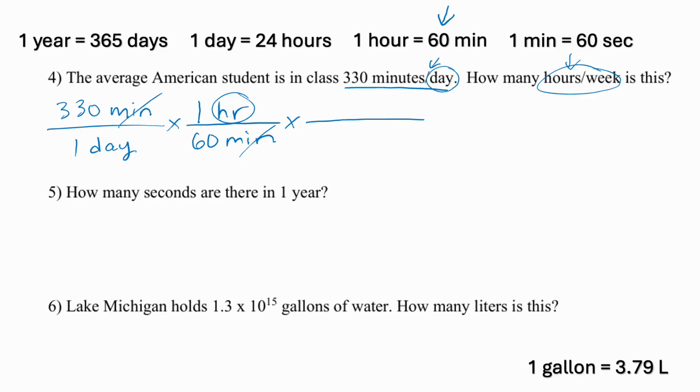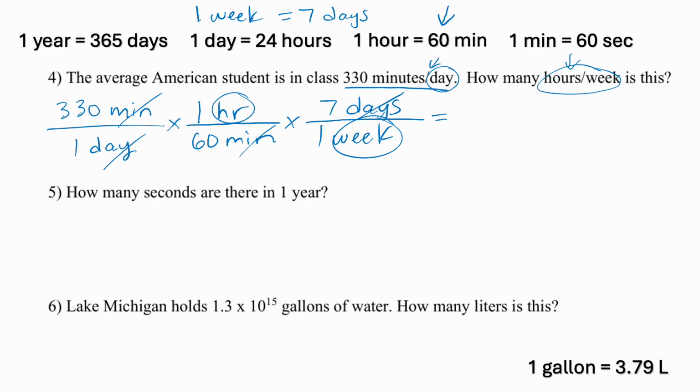And this equality is not on here. I apologize for that. But in 1 week, we have 7 days. So if I want to convert days to weeks, I'm going to put 7 days in the numerator so that my days cancel out. And then I'm going to put 1 week in the denominator. So I end up having hours per week as my unit, which is what it's asking for.